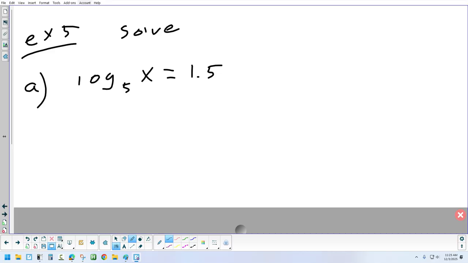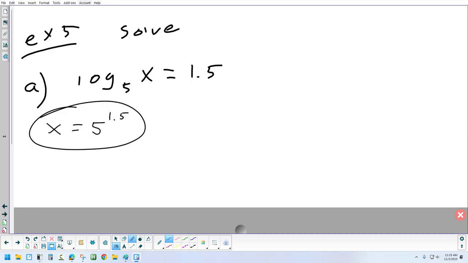Nick, can you tell me what this equation would be if we rewrite it in exponential form? You'd have 5 as the base. Yep. You'd have 1.5 as the exponent, and you'd have x as the argument. And that's it. We could do that out if they asked us to. They didn't, so I'm just going to leave it like that. So rewriting this in exponential form gets the letter by itself, and you're done.